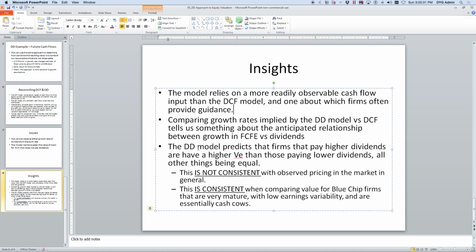Now, also interesting, the dividend discount model predicts that firms that pay higher dividends have a higher stock price, basically value of equity, than those paying lower dividends, all other things being equal. So if you had two firms that basically had the same beta, and one had higher dividends and one had lower dividends, you would expect that the one with higher dividends would be valued more highly. Unfortunately, we do not find that this is consistent with what we see in the market overall. If we look across all companies that pay dividends, we do not see that companies with similar betas have stock values that differ because of the dividend. So, not really supported by that.